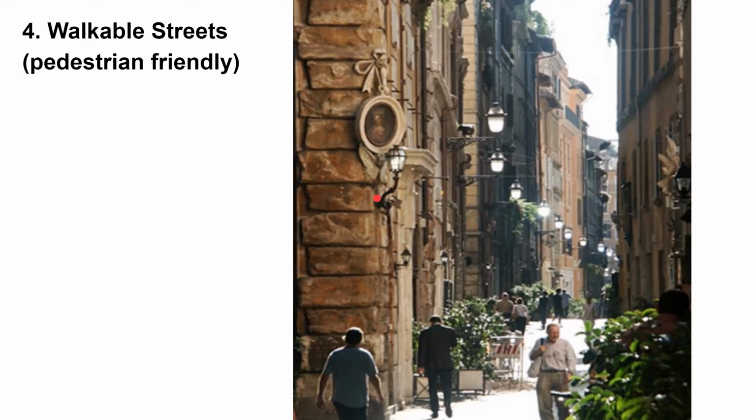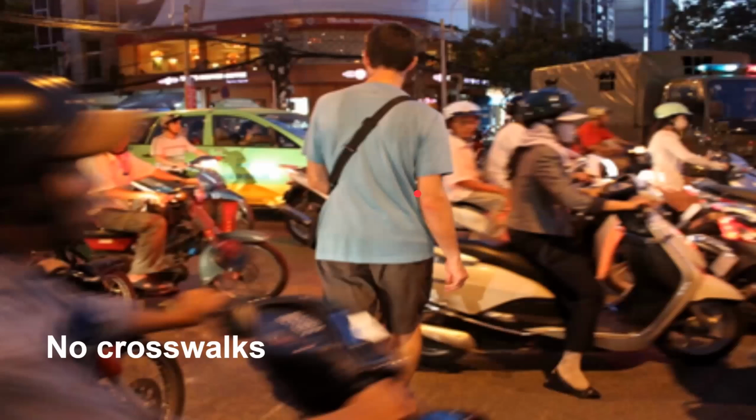The buildings are nice because people are walking slowly and they have time to appreciate the architecture. Okay, here's a bad example. This is in Vietnam. Actually, I visited Vietnam. It's crazy trying to cross the road because there's no crosswalks. There's not many crosswalks or traffic lights. So it's super scary crossing the road.